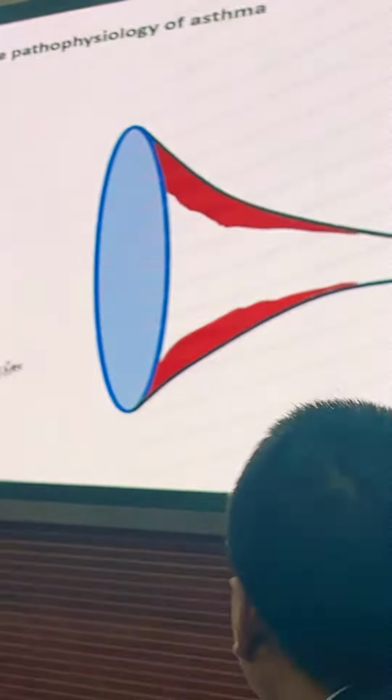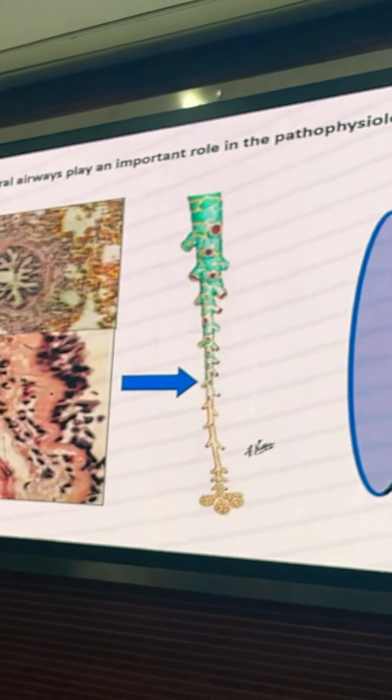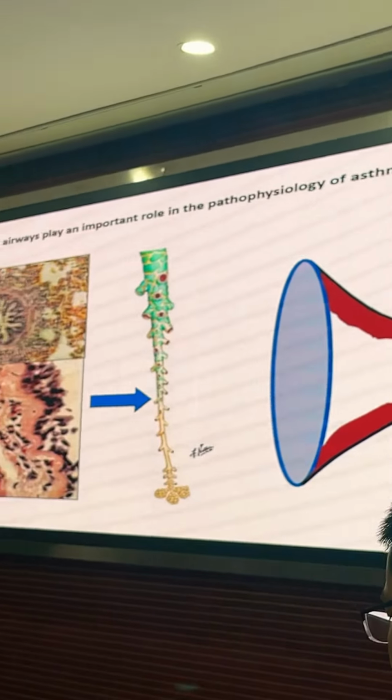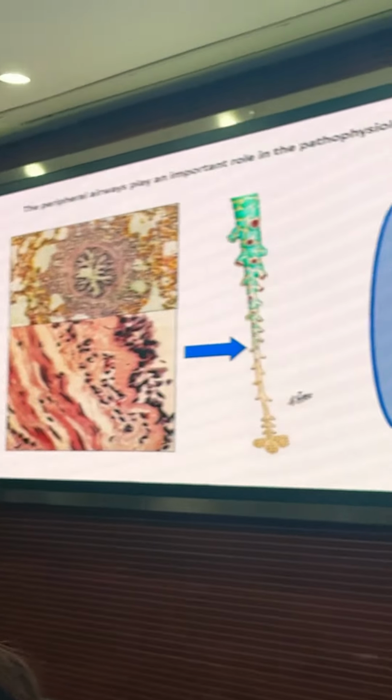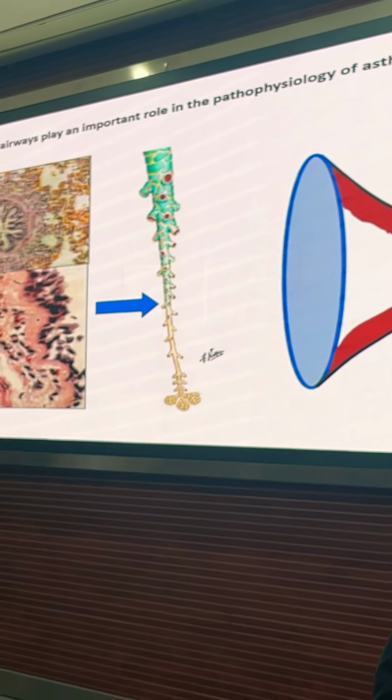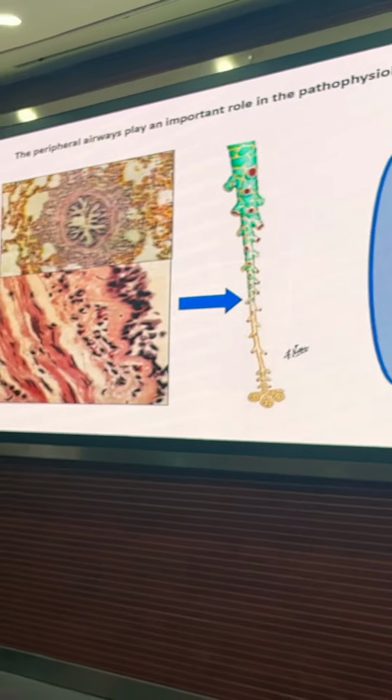The most important geometrical changes are located in the small airways. They're thickened, they're abnormal, but it doesn't right away result in symptoms that a patient can notice, because, again, of this large cross-sectional area.